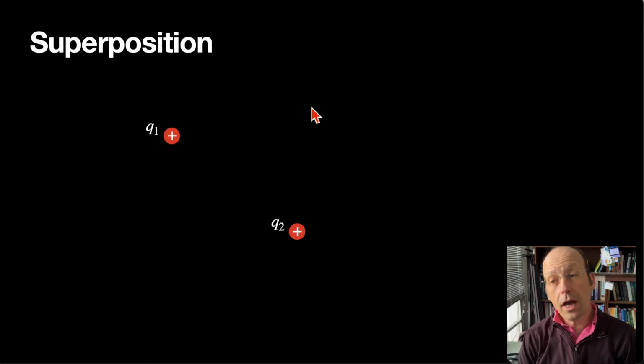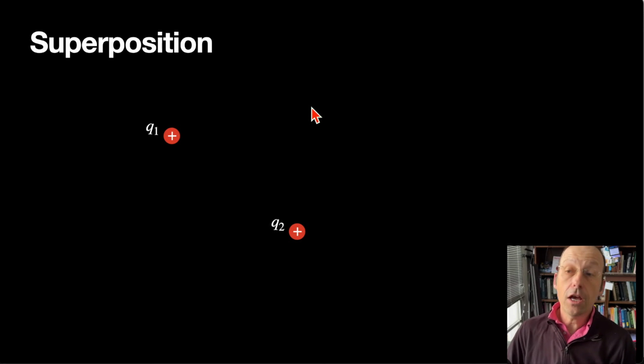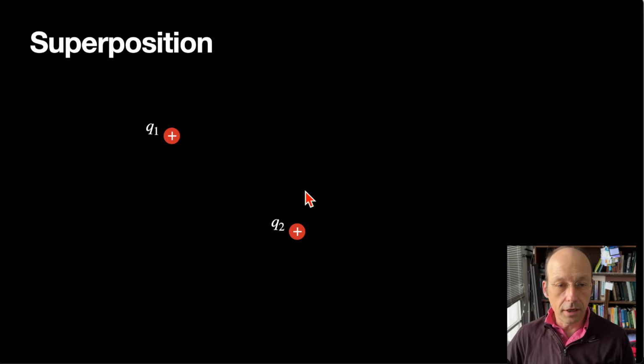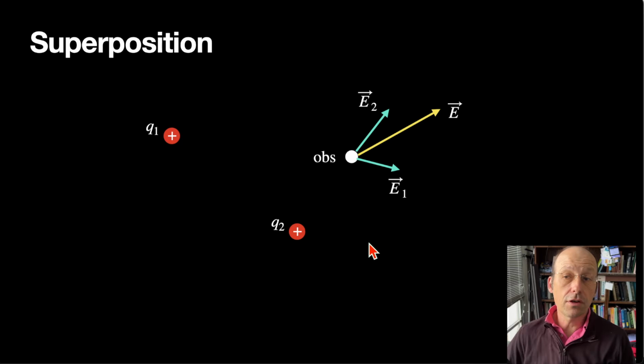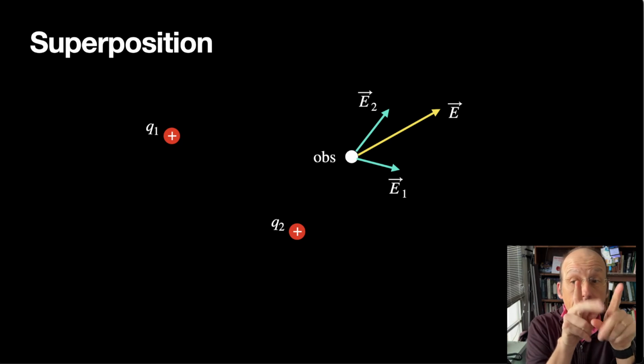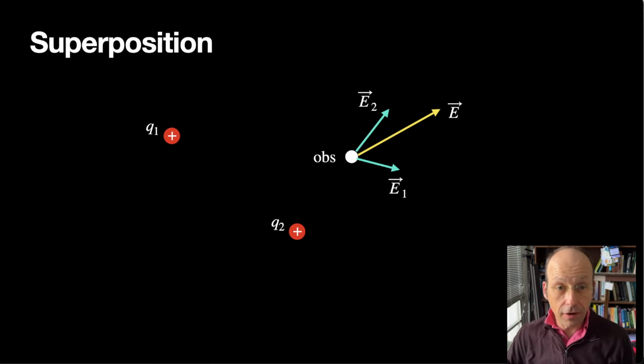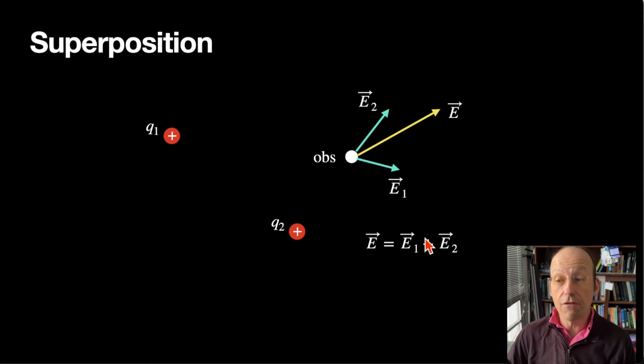So what if you have more than one charge? What if I have two charges, Q1 and Q2? If I want to find the electric field at some observation location, I need to find the electric field due to charge 1 and the electric field due to charge 2, and then add them together as vectors. That's the key right there. That's why it was important to have E1 and E2 as vectors. Otherwise, I can't add them as vectors. The total electric field is just the vector sum of those.